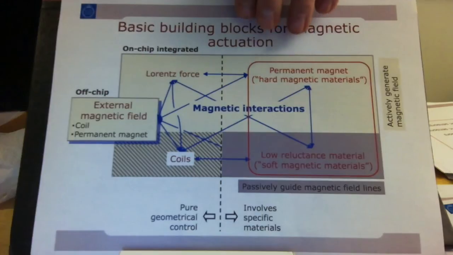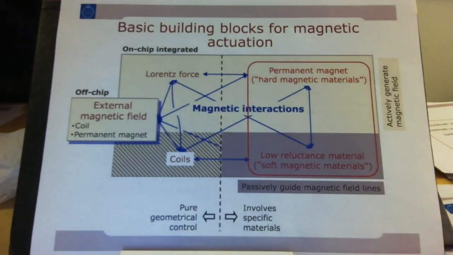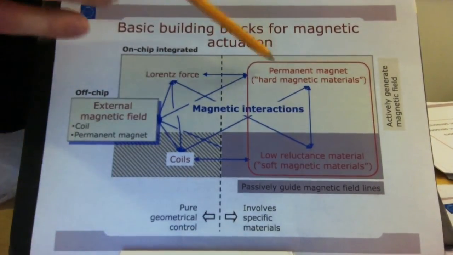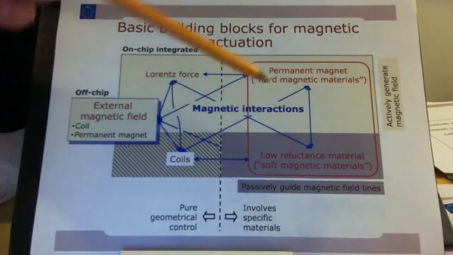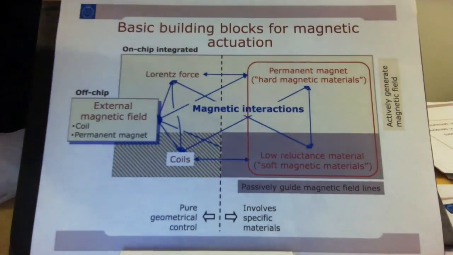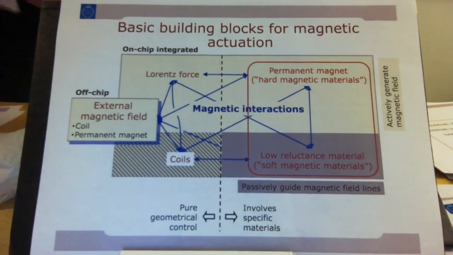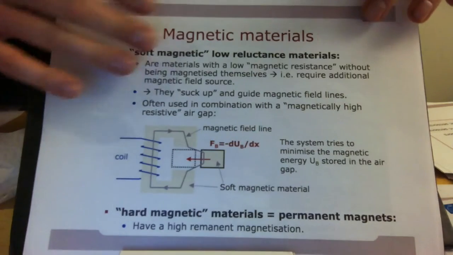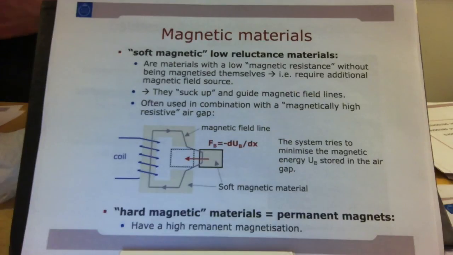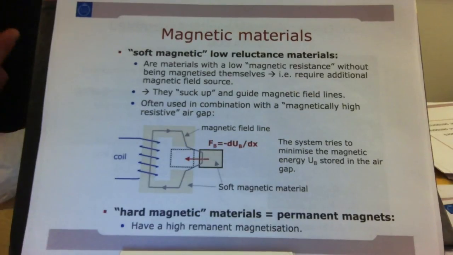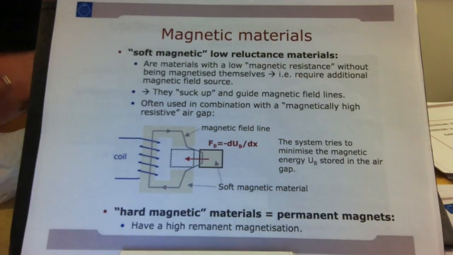So much for coils. Let's also have a look at magnetic materials: the permanent magnetic materials, which are hard magnetic materials, or the low reluctance materials, which are soft magnetic materials. What are soft magnetic or low reluctance materials? These are materials, very often metallic, that have a low reluctance, and reluctance is the analogy of resistivity, but for magnetic fields.